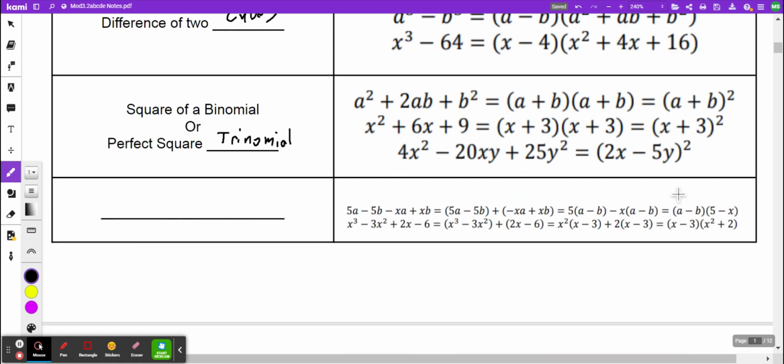Finally, we have this thing called grouping, where we're going to take these two right here, and these two right here, and try to see if we can pull factors out of those. And then we can figure out, hey, can we actually factor it? This is like the last ditch effort right here. We're like, is it going to work or not?